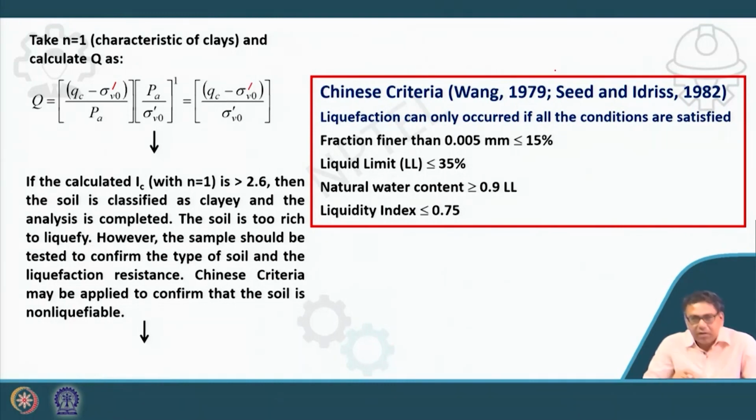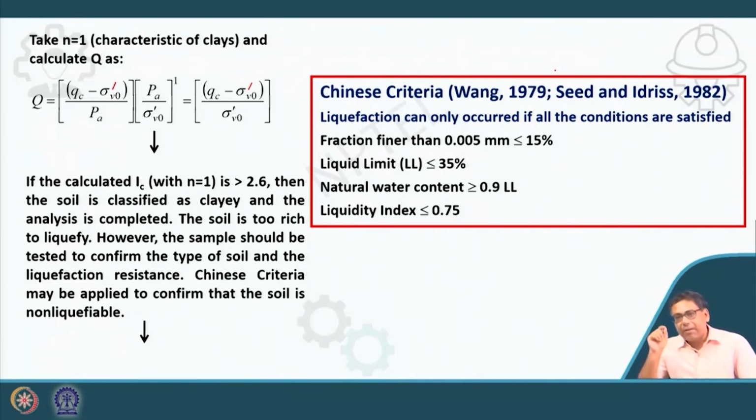Or there is a criteria called the Chinese criteria that may be applied to confirm that the soil is non-liquefiable. So right now we will use the Chinese criteria as it is recommended in these methods. So what is the Chinese criteria? The Chinese criteria says that liquefaction can only occur if all the following conditions are satisfied. What are those conditions? That the fraction finer than 0.005 millimeter is less than 15%.